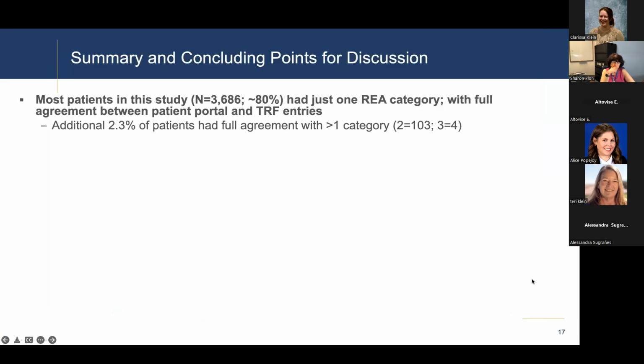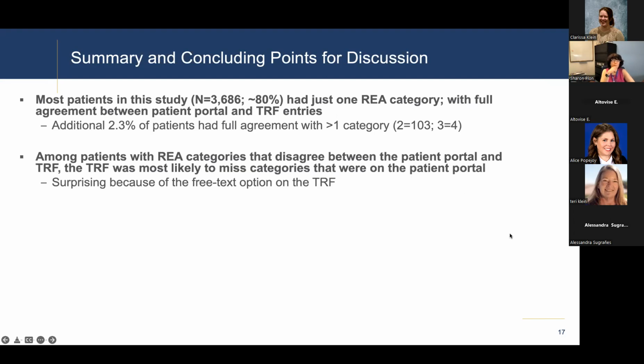Okay, so in summary, and just to wrap up before we go into the discussion, most patients in our study had just one category, about 80%, but that still means 20% had more than one that did not agree between the patient portal and the TRF. Obviously, if there's just one unique category, it has to match between the 2. So the minimum number for any disagreeing REA is 2 categories, because you have one from the TRF and one from the patient portal, and they don't agree. So if they have just one category, then that means they have full agreement, and that's 80%. And then an additional roughly 2% of patients had full agreement with more than one category.